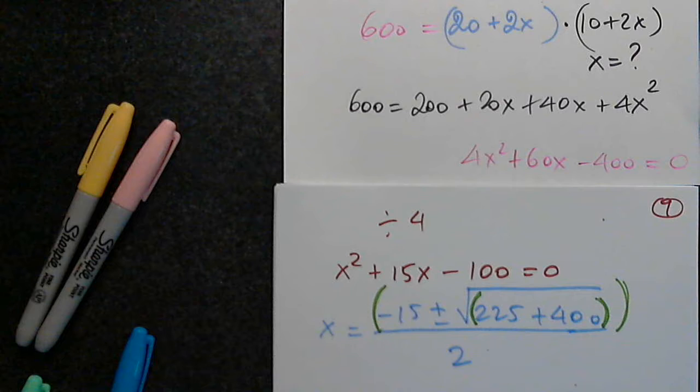I want the square root. I put parentheses because I'm old-fashioned. The newer calculators may not need parentheses, but I still recommend those. 225 plus 400. Close the parenthesis. Go outside, close the parenthesis, and divide by 2. And the answer is 5.